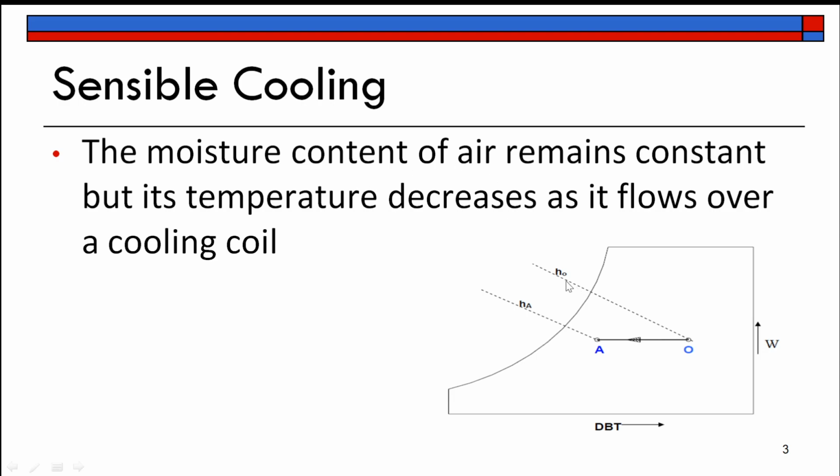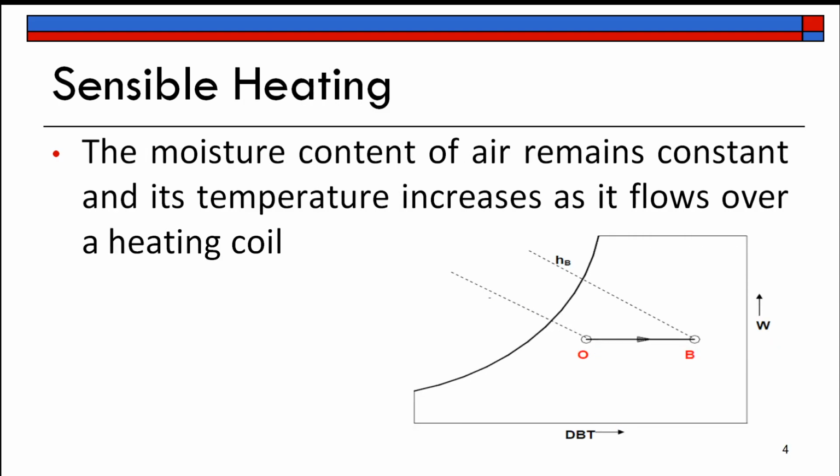The initial enthalpy is HO and the final enthalpy is HA. So enthalpy, obviously, when the temperature decreases, will reduce. The moisture content of air remains constant, but its temperature decreases as it flows over a cooling coil. So if you want to have a sensible cooling process in an air conditioning system, you should have a cooling coil. Obviously some cooling effect will be produced, as with water spraying or something else. We will see the air conditioning processes with the help of the different components in the coming classes.